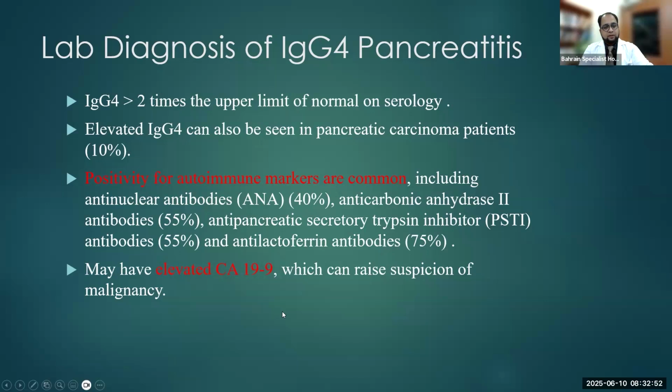And here, positivity for autoimmune markers is common, like some ANAs are positive in 40% of cases, and anti-carbonic anhydrase antibodies are positive in 55%. Similarly, the other antibodies are also elevated in pancreas. So here the big problem is that the biopsy has to be taken simultaneously. And one more contrasting feature is that IgG4 disease in pancreas doesn't show elevation of CA19-9, but a few cases have been documented to show elevation of CA19-9.